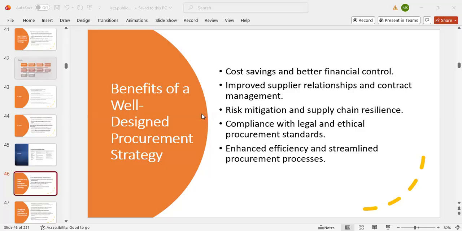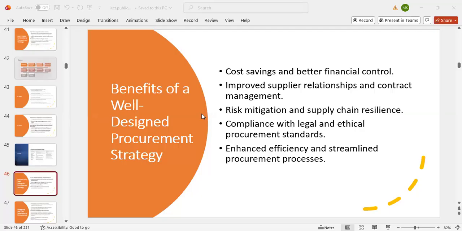Anas, take the next one, risk mitigation and supply chain resilience. That one talks about when you comply with the steps very well, you get to know the risk. When you know the risk, you get to know how to deal with it.